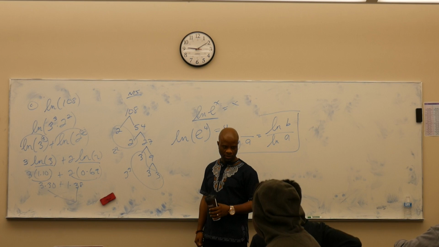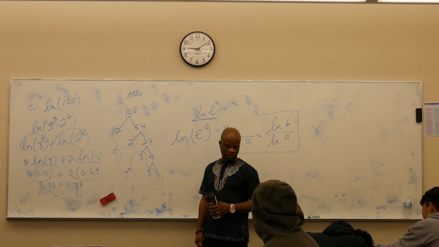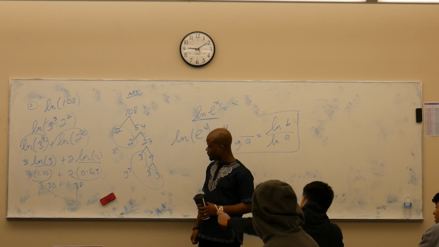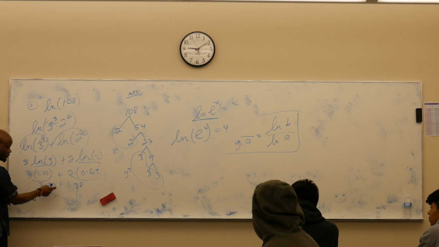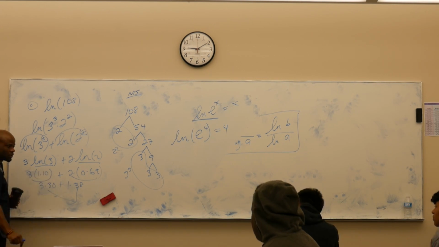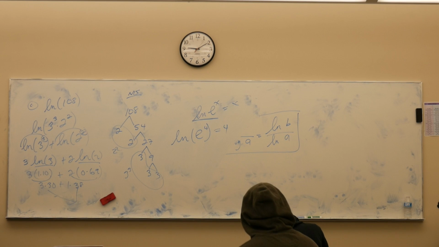You sure you found it? No, you didn't. What was your question? So I did 3 times 1.1. So 3 times 0 is 0. 3 times 1, 3. That's 1.6. Are we good? Everybody see that?